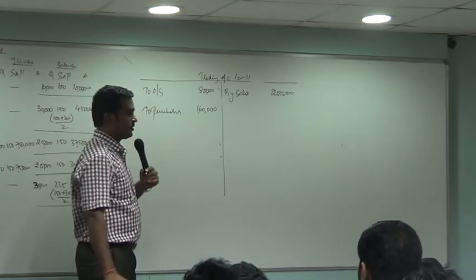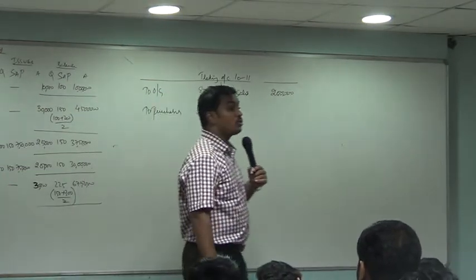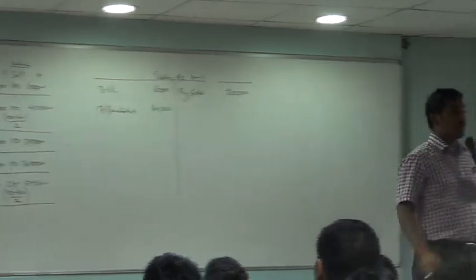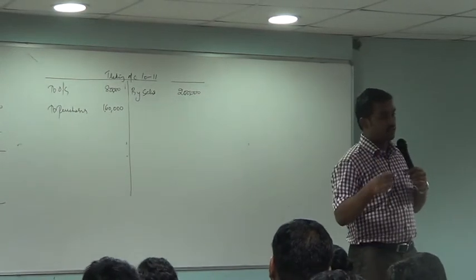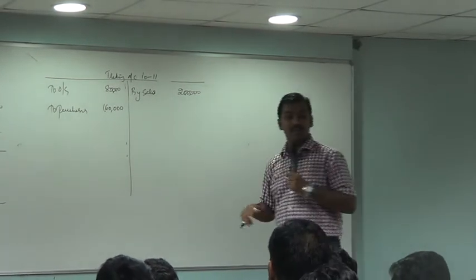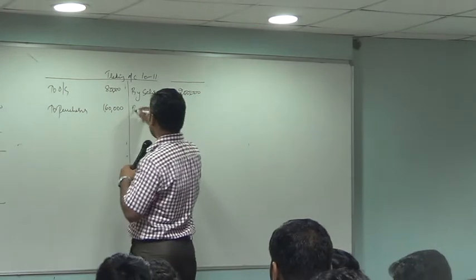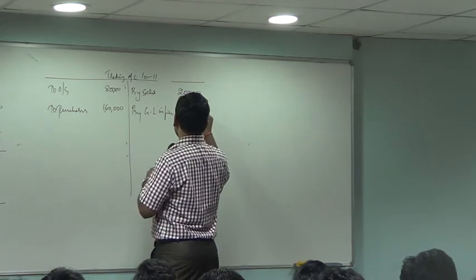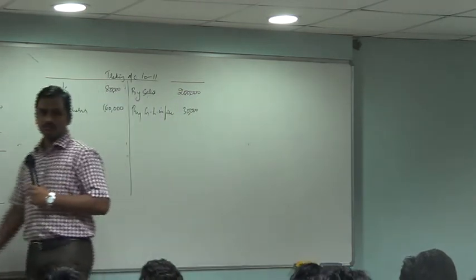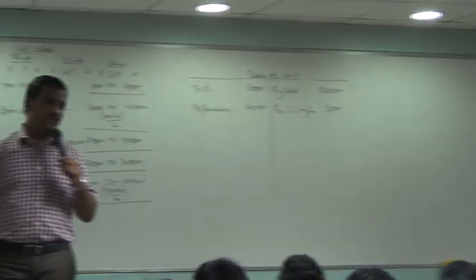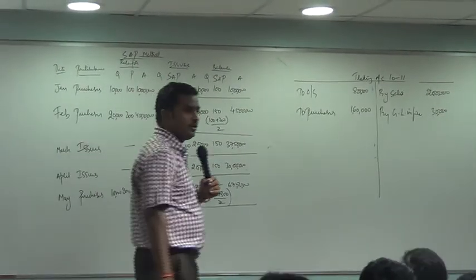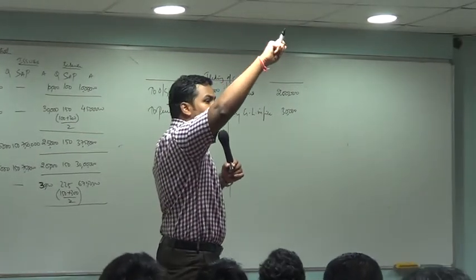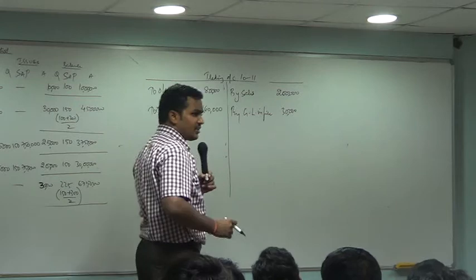Goods lost by fire. Goods damaged in the fire accident, what is the cost price? 30,000 rupees. Goods lost by fire account debit, to trading account. By goods lost in fire, 30,000. Record at cost price. The claim amount will show in the goods lost by fire account. The difference will be transferred to profit and loss account, but does not affect the trading account.